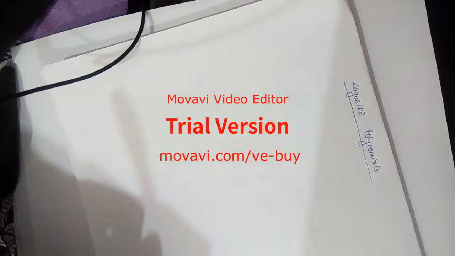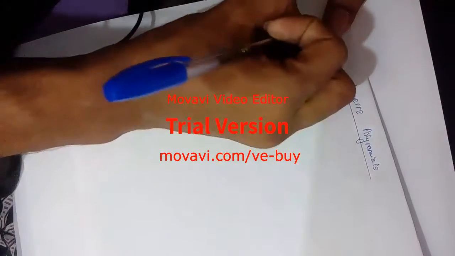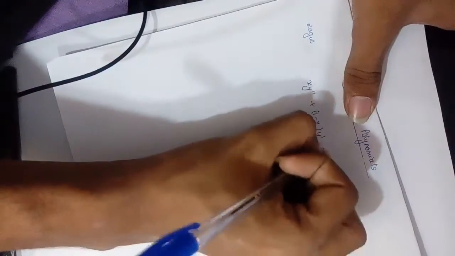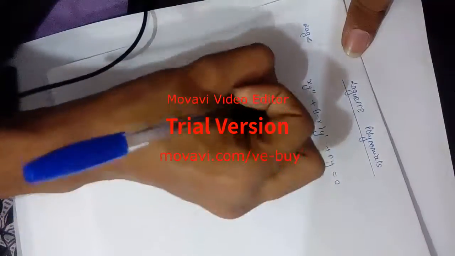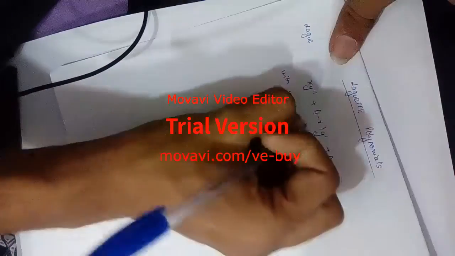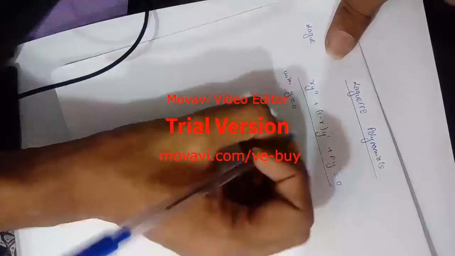Now I will tell you about another type of polynomials, that is Laguerre polynomials. So what are Laguerre polynomials? Laguerre polynomials are solutions to the differential equation xy double dash plus 1 minus x y dash plus ny equals 0 with initial condition y equals 0. As you can see, this is a second-degree differential equation.